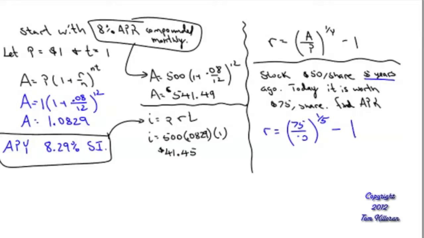Now you got to be careful with this. In a calculator, this is going to have to look like this. You have to put parentheses around the 1/5. You can't just go caret 1 divided by 5. So it has to be parentheses 1 divided by 5, minus 1.